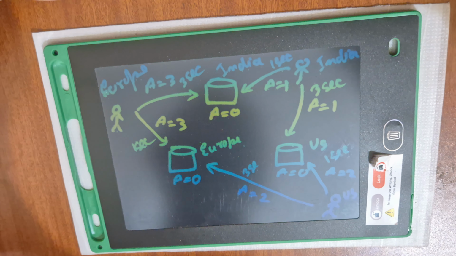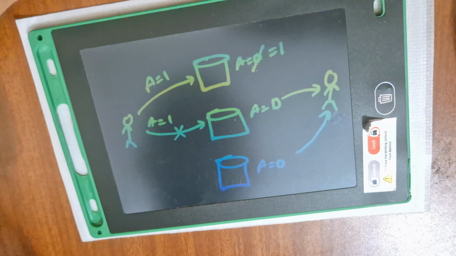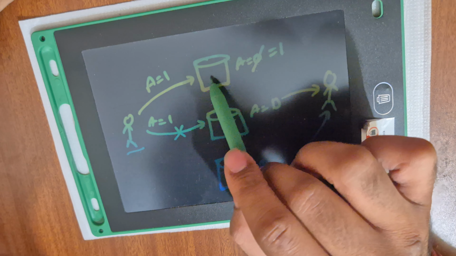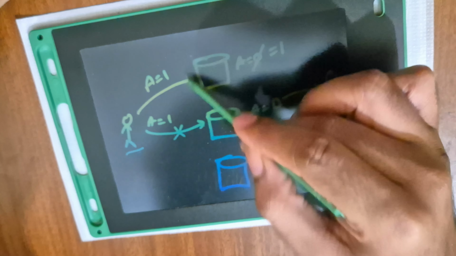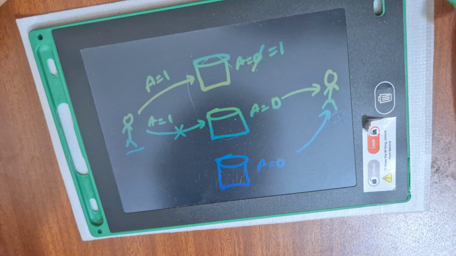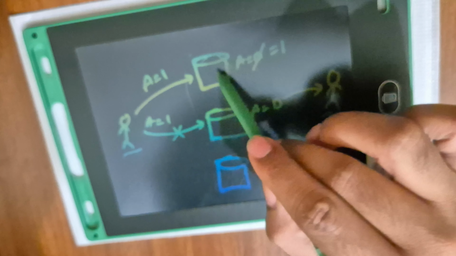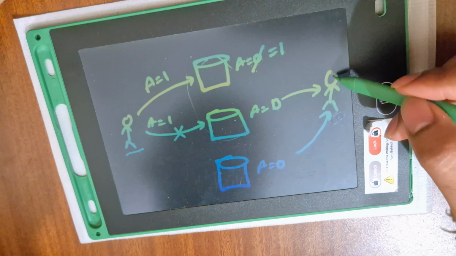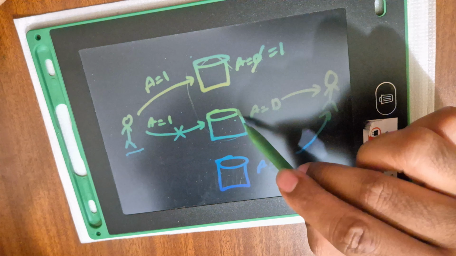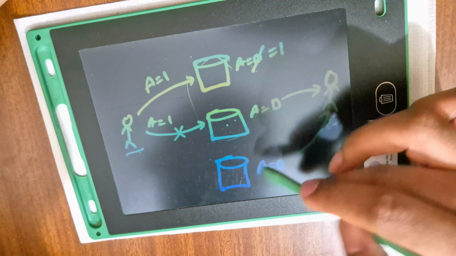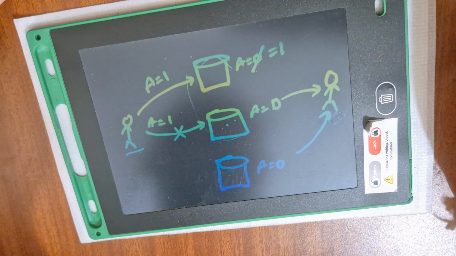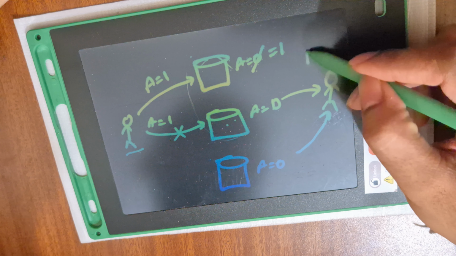Second problem is, let's say there are 3 DBs. This is the writer and he wrote A equals to 1 in these 2 DBs. But he was able to write in this DB, but he was unable to write in this DB. But the reader is reading from this DB and this DB. Obviously these 2 DBs have an older value, so he gets a stale read. So he gets A equals to 0.